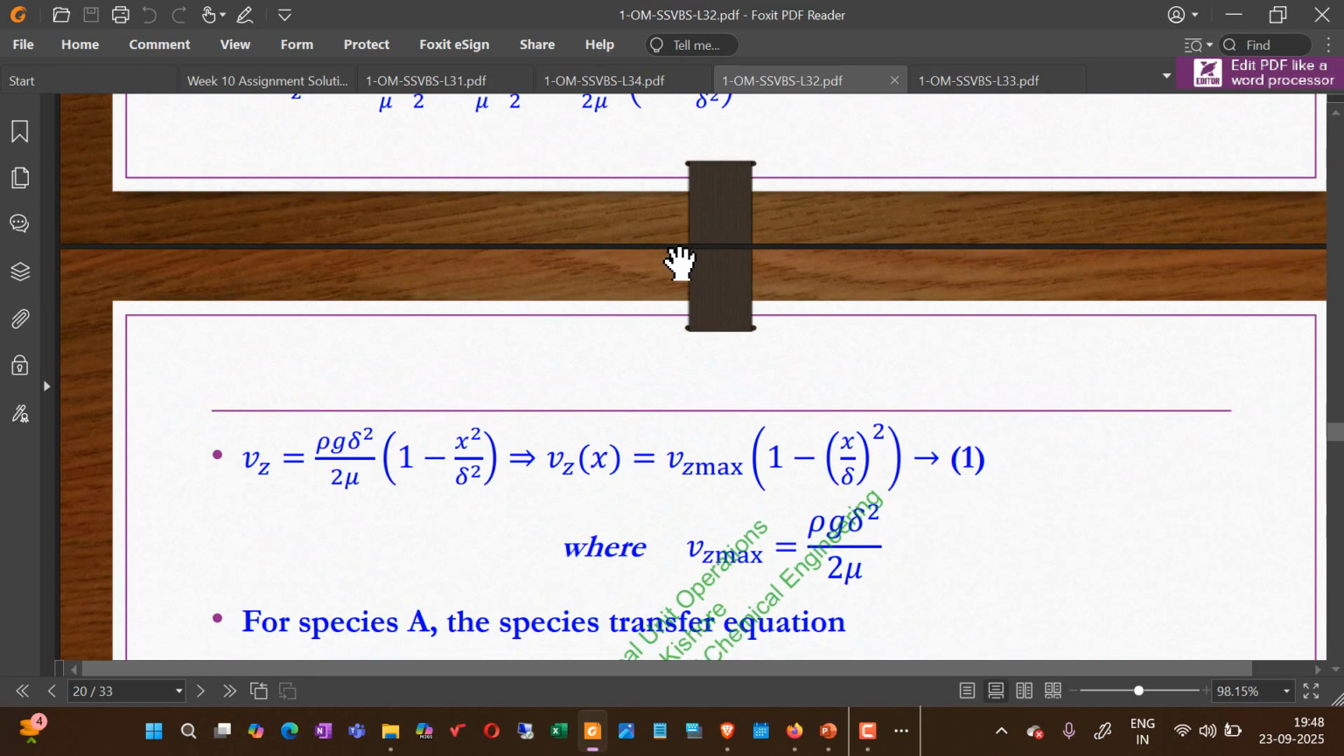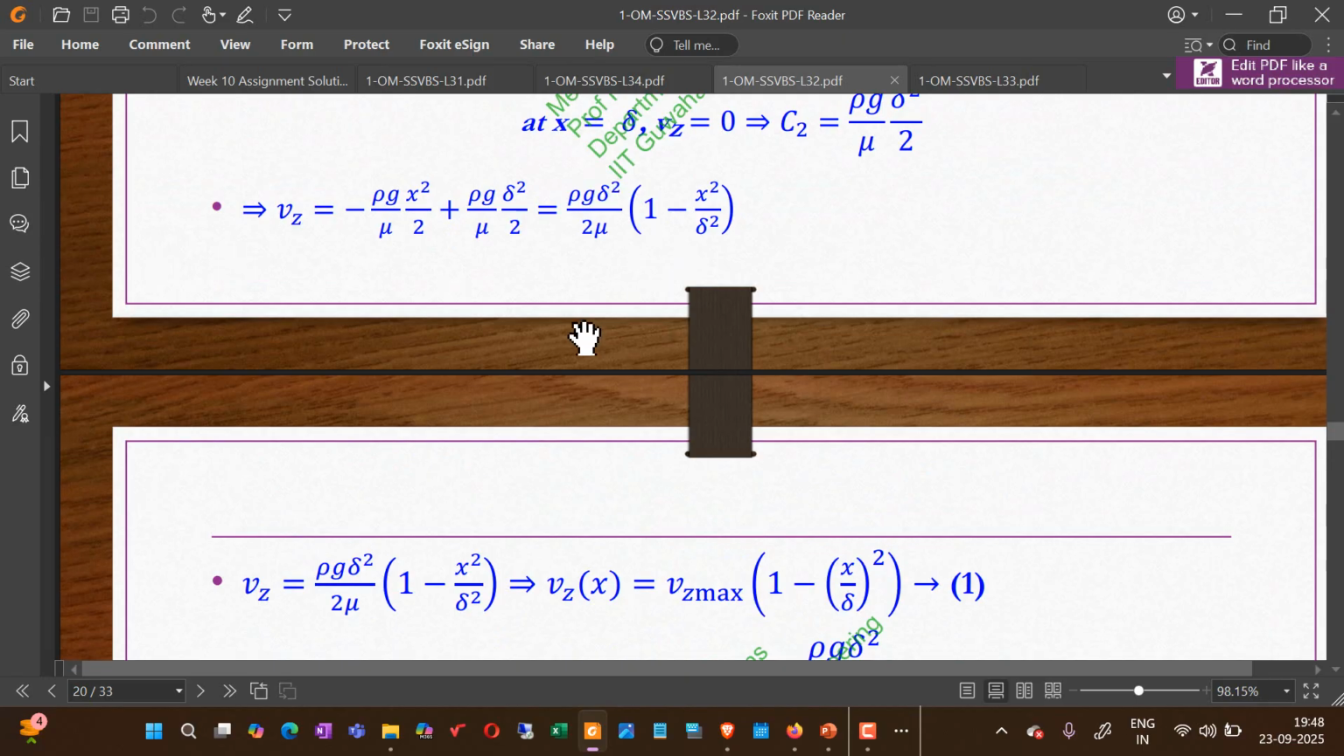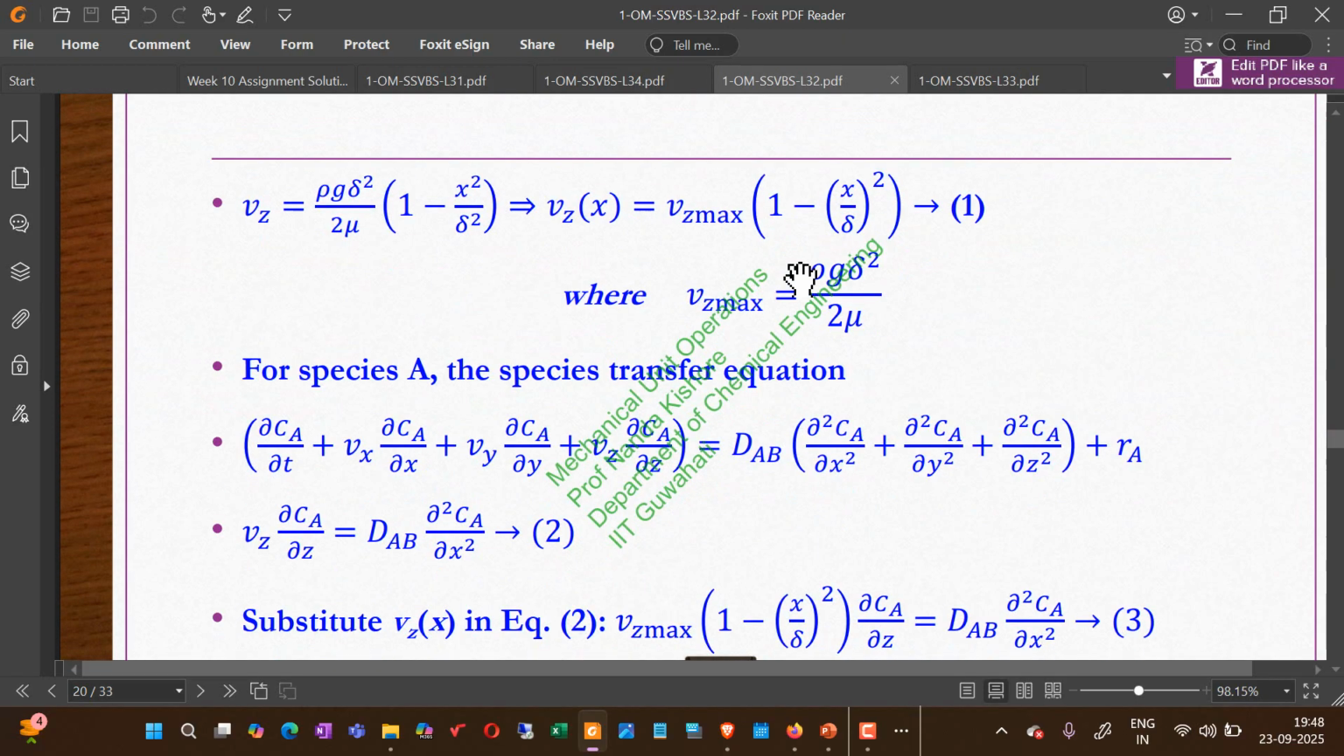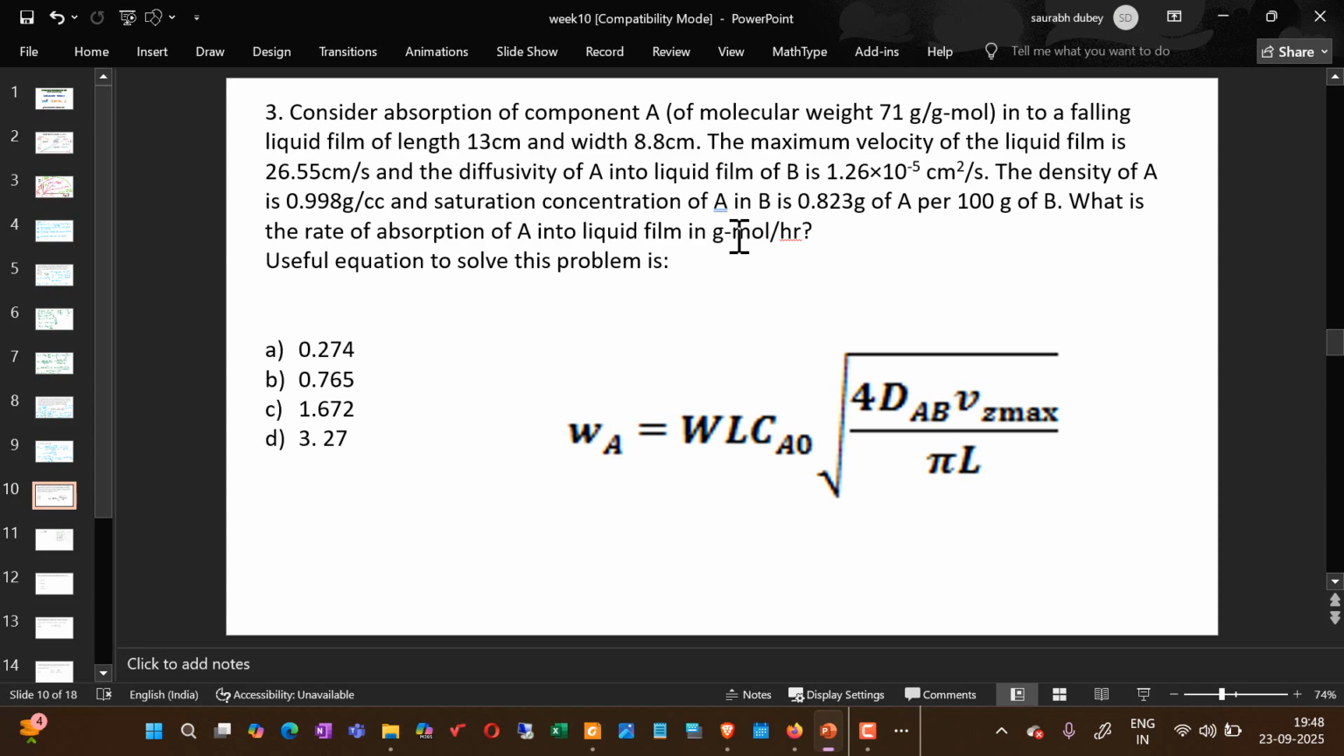Viscosity will be inversely proportional to the Vz, right? So from here, Vz max you got. So in this problem, you are given this Vz max value, the maximum velocity of the liquid film. So this Vz max you are given with this expression.